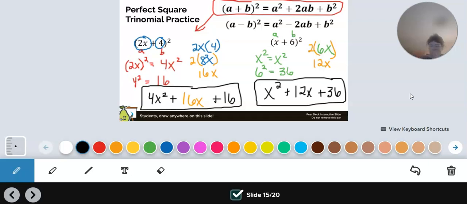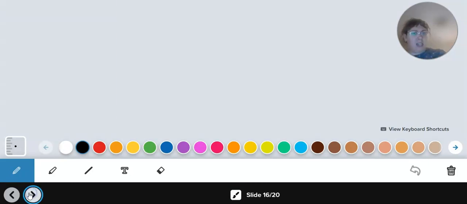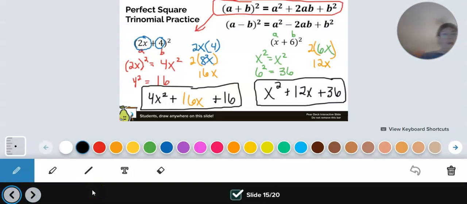Beautiful. I think we're going to do that on one more slide. Yeah, good. So once you have this all down on slide 15, push ahead to slide 16.